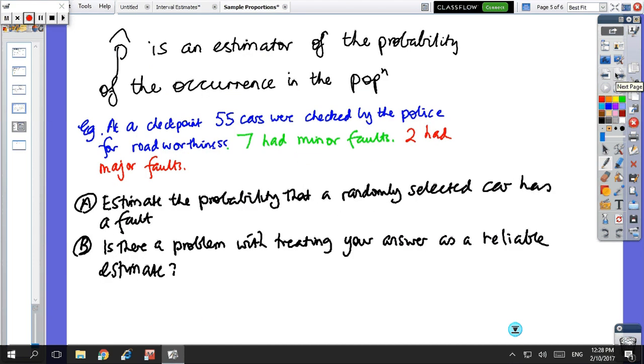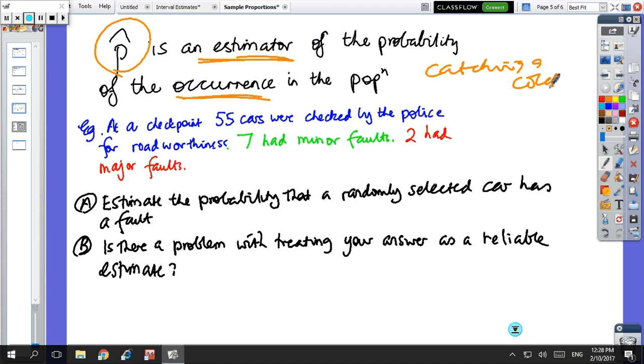As I said, this proportion is an estimator of the probability of the occurrence in the population of whatever we're measuring, whether it be catching a cold or whatever. So whatever we're trying to measure, then P hat is an estimator of that occurring.